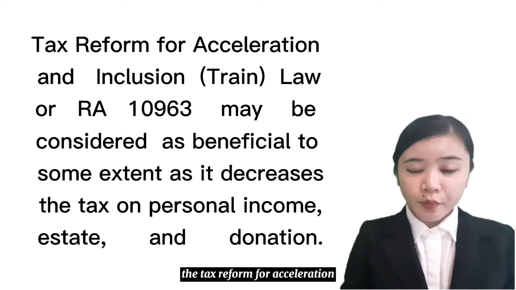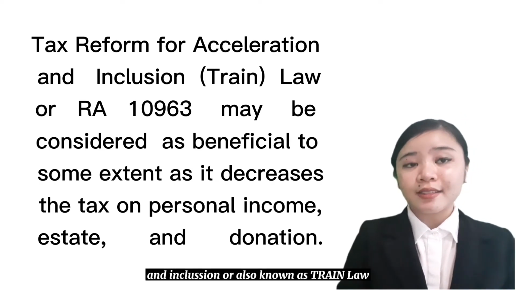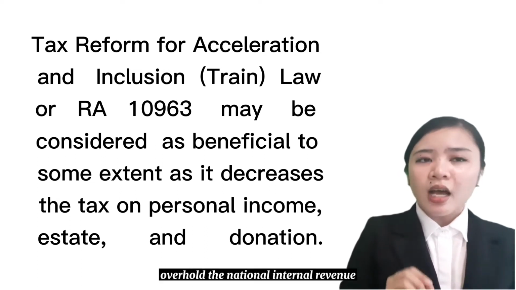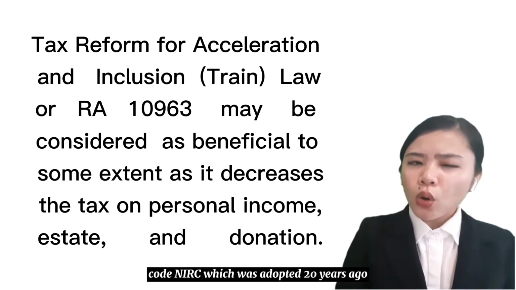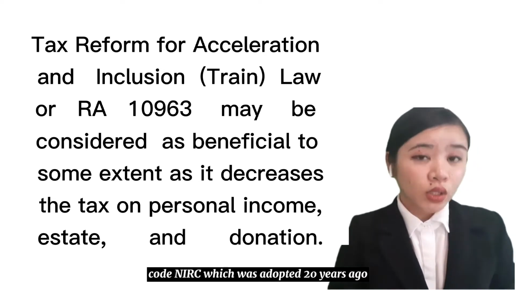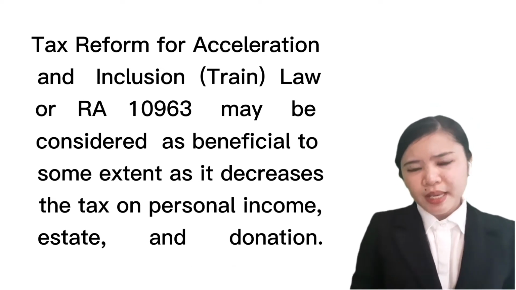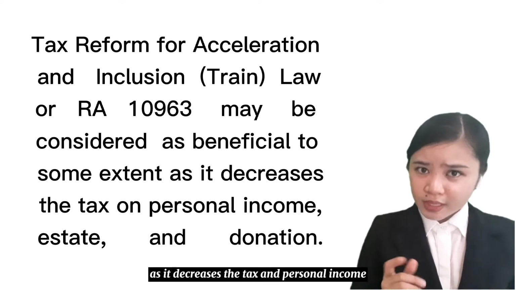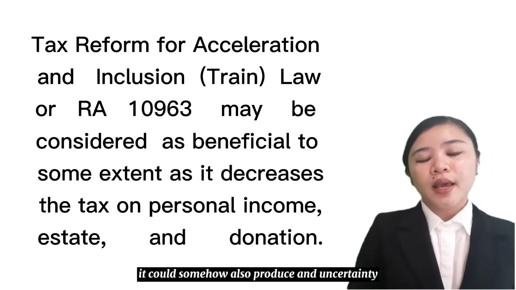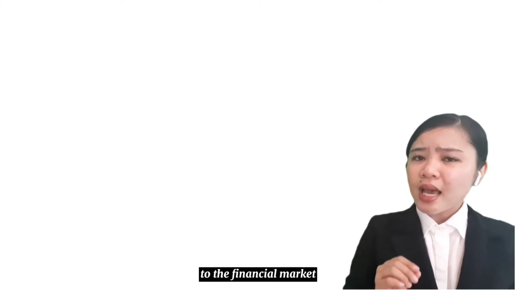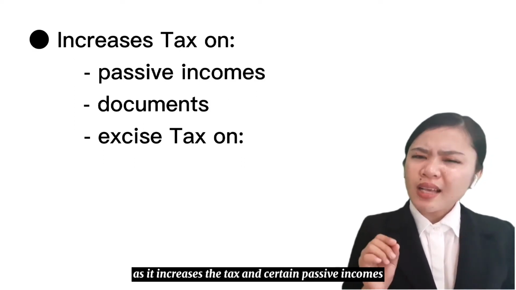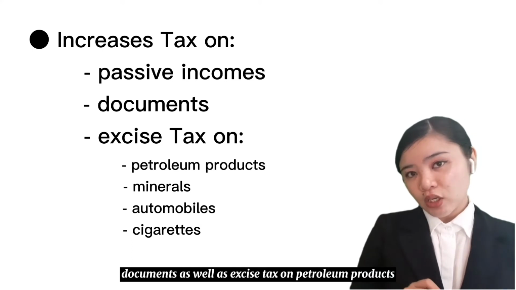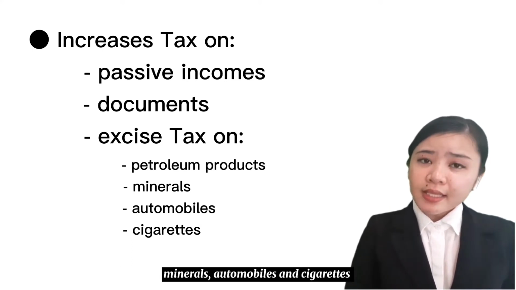The Tax Reform for Acceleration and Inclusion, also known as the TRAIN Law or RA 10963, which took effect on January 1, 2018, overhauled the National Internal Revenue Code, or NIRC, which was adopted 20 years ago. Although the TRAIN may be considered beneficial to some extent as it decreases the tax on personal income, estate, and donation, it could also produce uncertainty in the financial market as it increases the tax on certain passive incomes, documents, as well as excise tax on petroleum products, minerals, automobiles, and cigarettes.